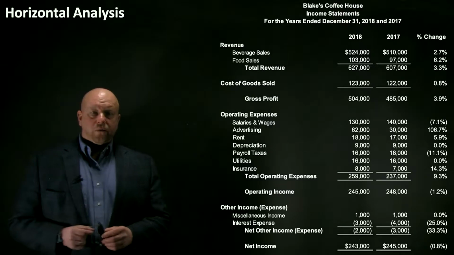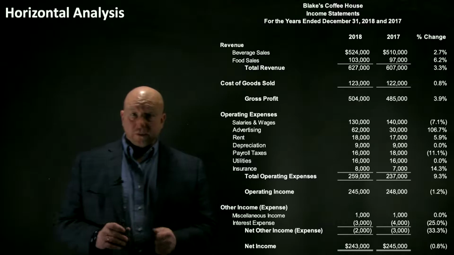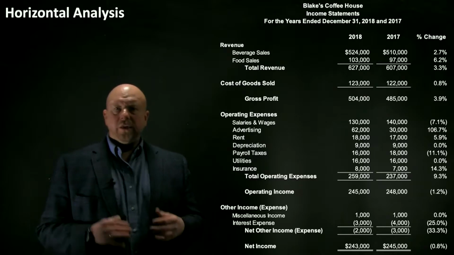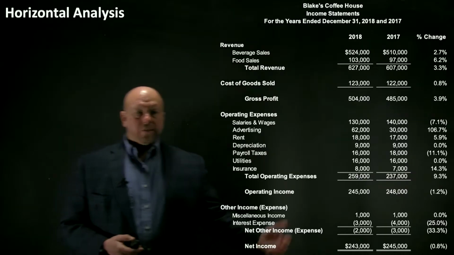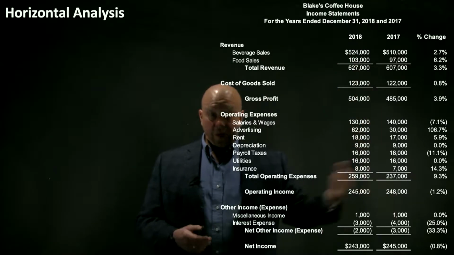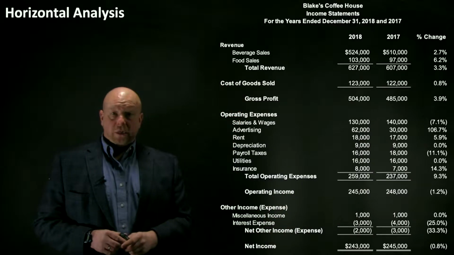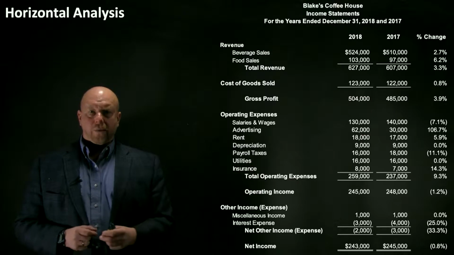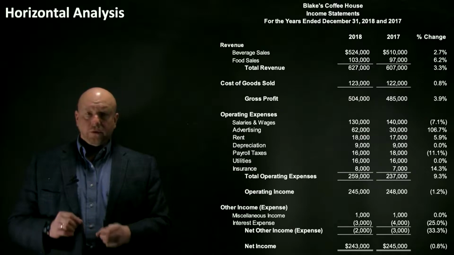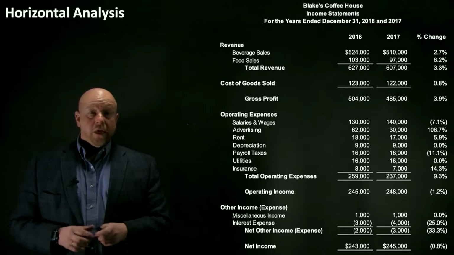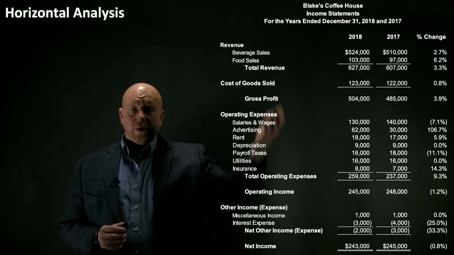One of the most basic ways to analyze a company's performance is to do what's called horizontal analysis. Now, take away the fancy term. It's basically looking at a company's performance side by side. So we have an income statement here. And in fact, I should mention that we're going to use this relatively simple company, Blake's Coffee House, just to illustrate some of these more basic concepts. So we've got a pretty simple income statement here.